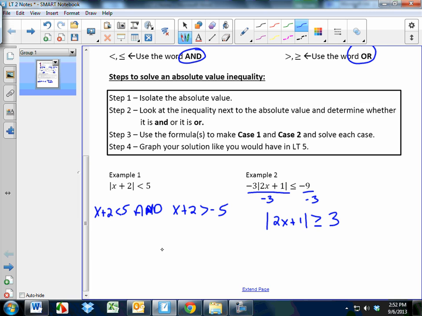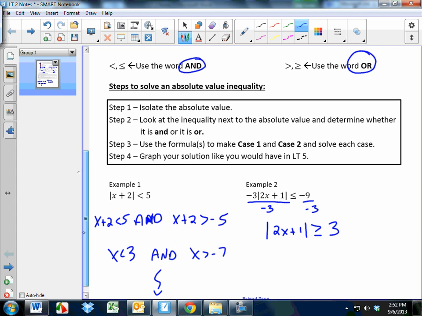And from here on, it's Learning Target 1. Subtract 2, x is less than 3. Subtract 2, x is greater than negative 7, and the word is and. I'm not going to graph this and do union notation and set builder notation, all of which you are required to do on the homework. If you need review on that, you need to look back at the Learning Target 1 notes, because the rest of this would be Learning Target 1.